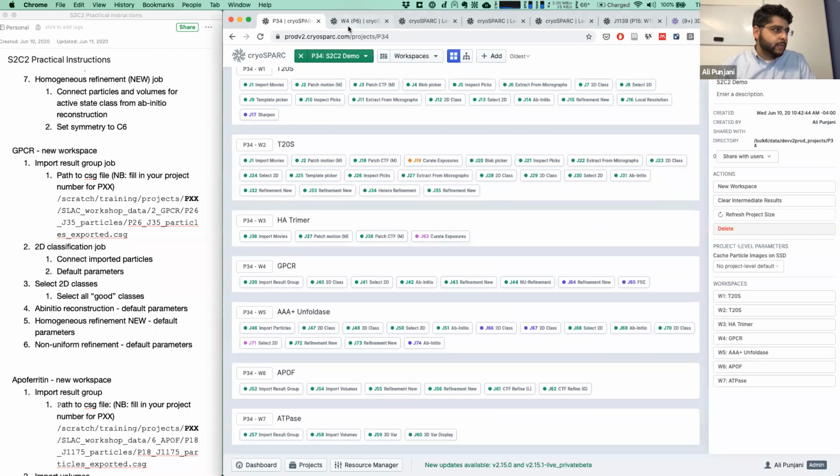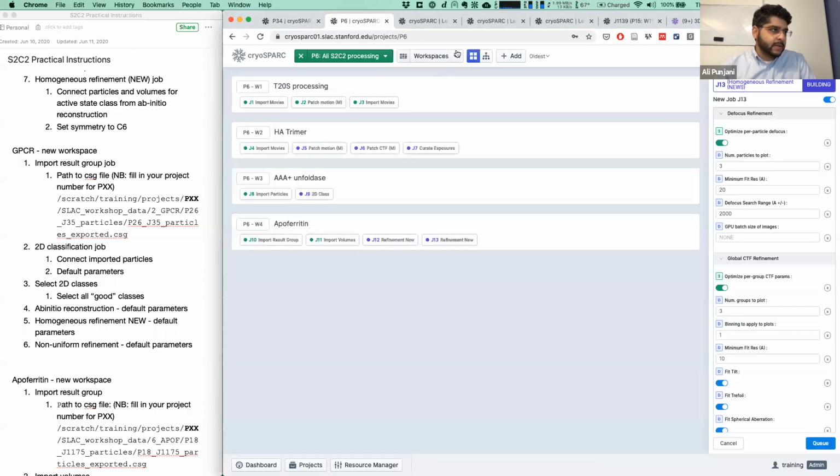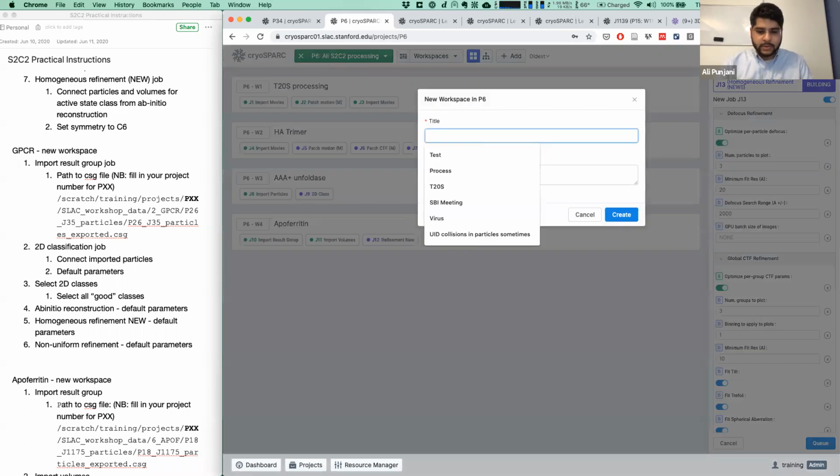So in your own project, please create a new workspace. You can call it GPCR.